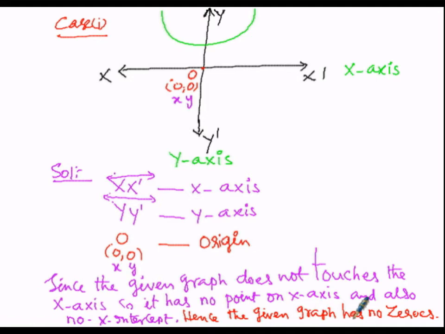So in this regard, since the graph, that is the parabola, is not touching the x axis, there is no point on the x axis, and hence there is no x intercept. So the graph or the function has no zeros. Now let us go for the second case, that is case number 2.